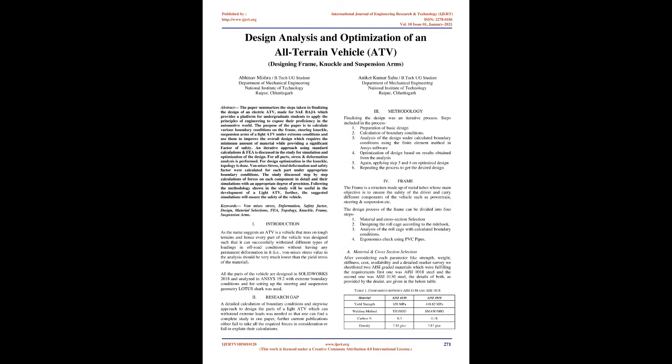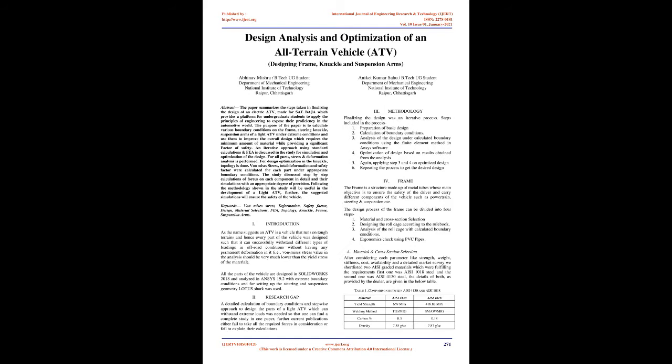Abstract. The paper summarizes the steps taken in finalizing the design of an electric ATV, made for SAE BAJA, which provides a platform for undergraduate students to apply the principles of engineering to expose their proficiency in the automotive world. The purpose of the paper is to calculate various boundary conditions on the frame, steering knuckle, and suspension arms of a light ATV under extreme conditions and use them to improve the overall design, which requires the minimum amount of material while providing a significant factor of safety.